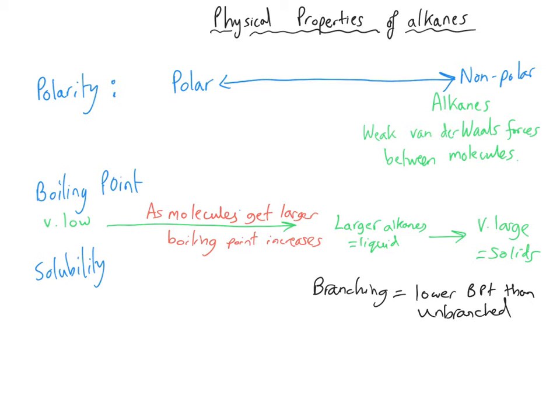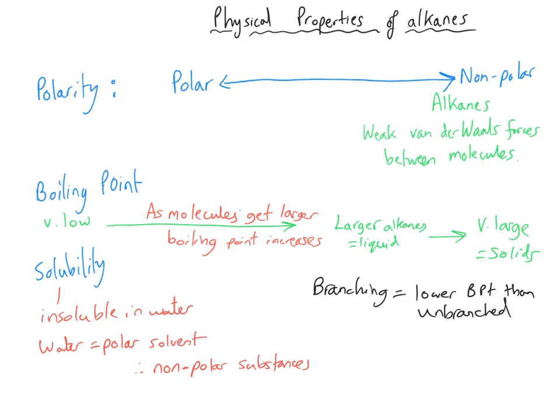The final property of alkanes that I wanted to mention is solubility, and simply put, the alkanes are insoluble in water. And this is entirely down to the fact that they are non-polar molecules. Water is a polar solvent, and so polar solvents will dissolve things that are polar very, very well, and they will not be able to dissolve things that are non-polar. And so since alkanes are non-polar, alkanes will not dissolve very well. So non-polar substances don't dissolve well.